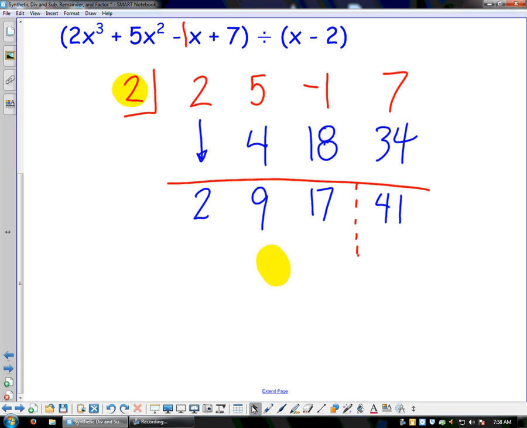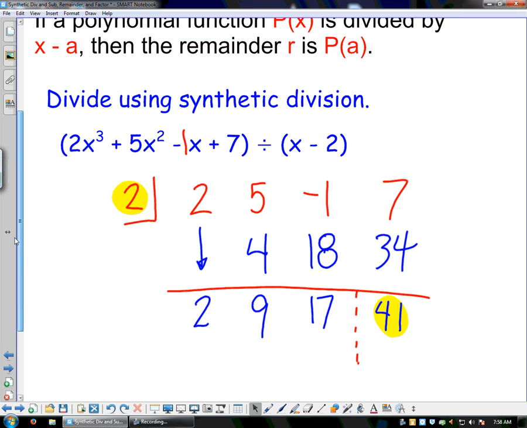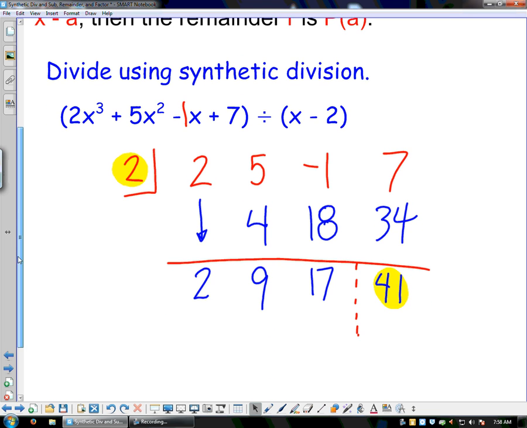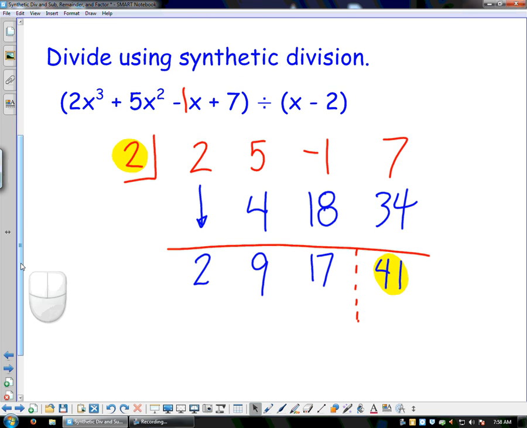your remainder, this number right here, that 41, yep. What that is, if we just look at that theorem real quick, is that the remainder is really the same thing you would have gotten by plugging 2 into the original equation. So if we just plug 2 in and evaluate the original polynomial, we would get 41? You would get 41. Can we test that? Sure we can.